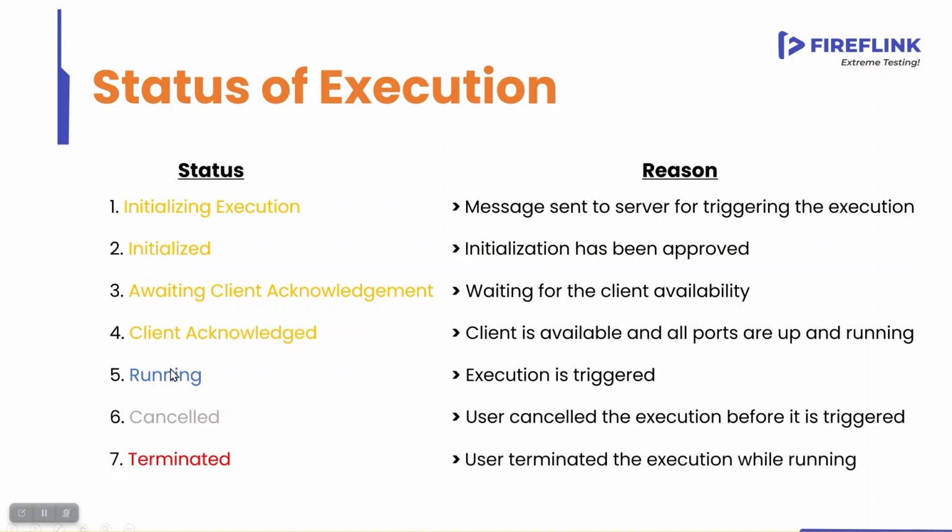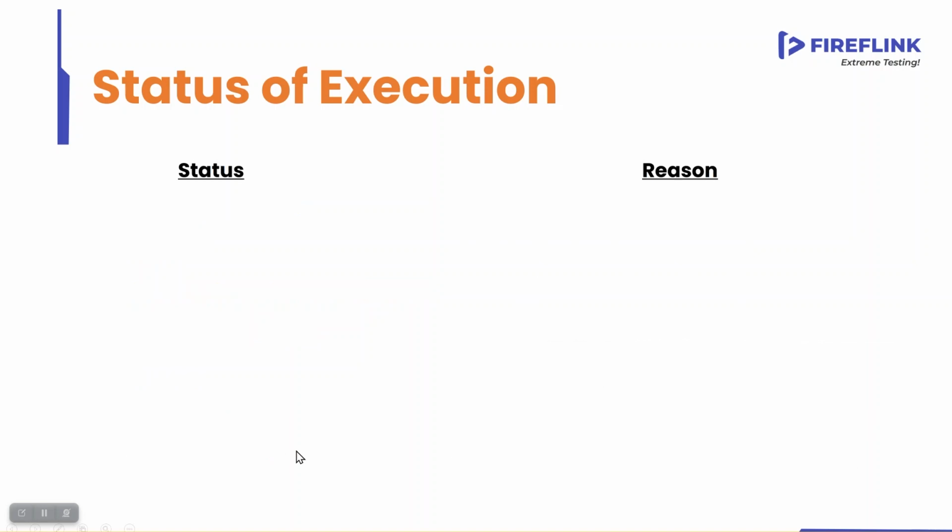So when the execution is already running and you want to terminate it, in that case, you will have a terminate button, and once you terminate it, the status you are going to get is terminated. So cancelled is before you trigger the execution, and terminated is after that execution is triggered. Fine. Now let us move to the next status, which is passed.